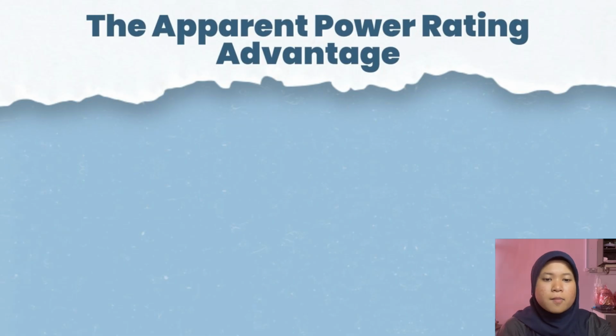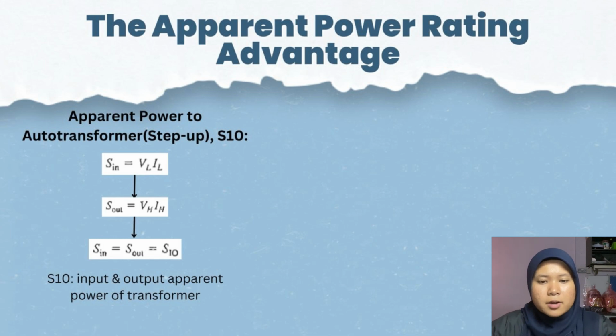Moving on to the apparent power rating advantage, which is that the autotransformer can handle much more power than the conventional transformer. As I state here, the apparent power of the autotransformer is S_IO. Input power is at the low side and the output power is at the high side. Input power is equal to output power and can be denoted as S_IO.